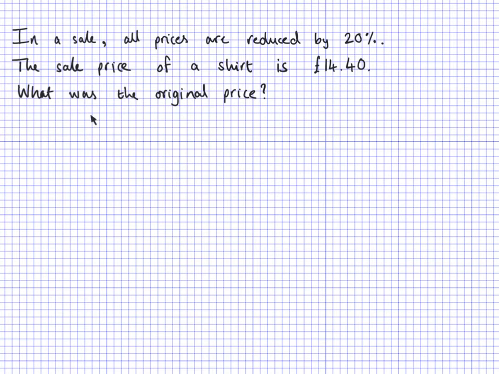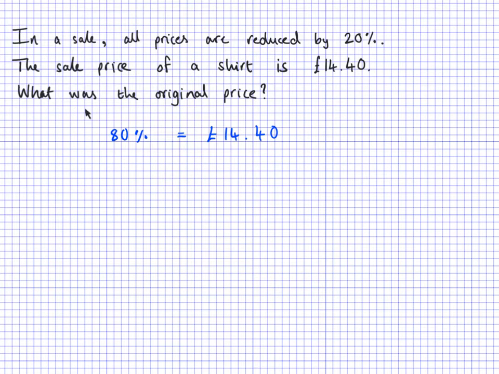Okay, here I have the question again. I did say there's two ways I want you to know how to do this, and I'm going to show you the second way now. So in a sale, all prices are reduced by 20%. That means 80% of the price is left. So the sale price of a shirt is £14.40. So what I can say is 80% of the original price is equal to £14.40. Now, this is not perfect maths the way I'm writing it, but I know what I mean. I'm assigning 80% to £14.40.